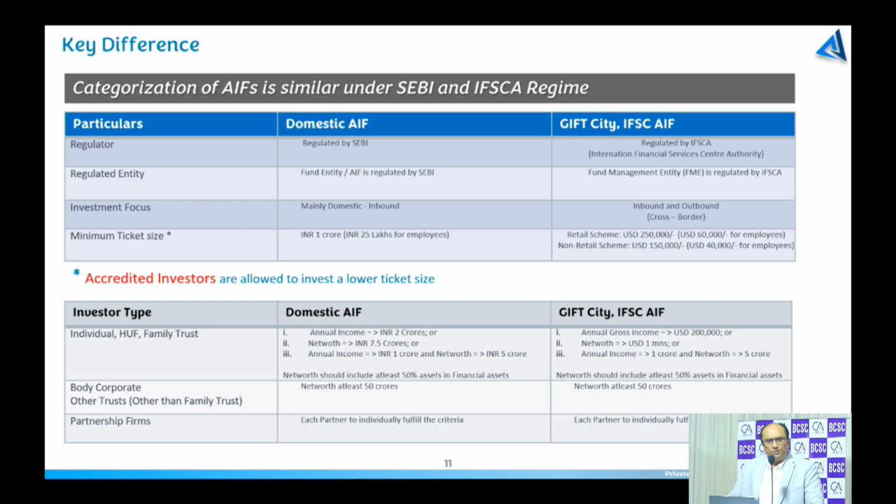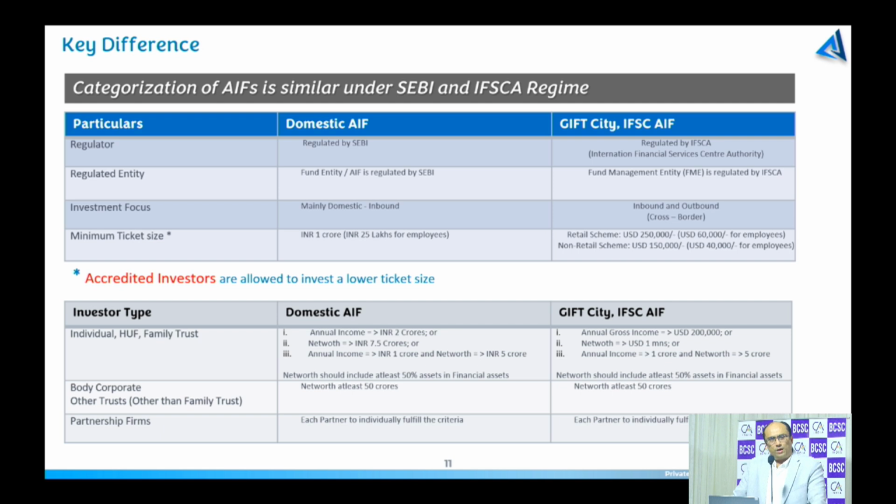Under a GIFT regime, for an investor to participate in an AIF asset class, your minimum ticket size is 1 crore. For employees of the fund, the fund manager or the sponsor, the limit is 25 lakhs per employee. Under the GIFT City regime, the minimum ticket size is there. For retail schemes, it is $250,000. For non-retail schemes, it is $150,000. For employees, again, concessional limits are available.